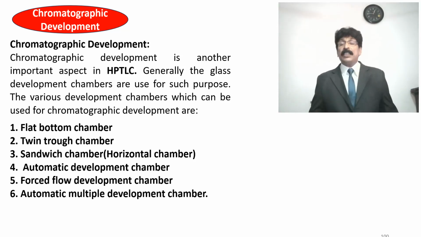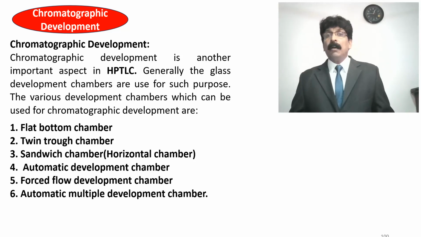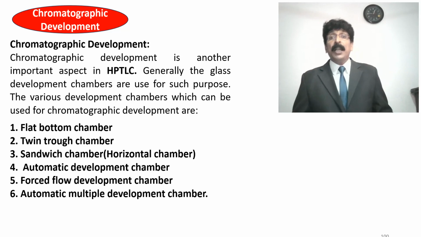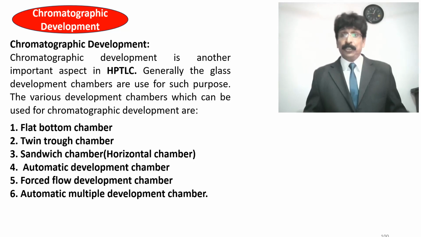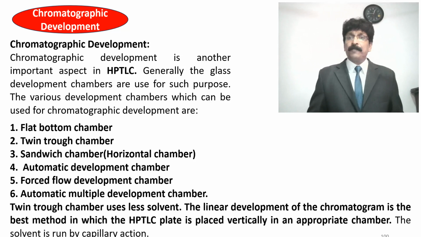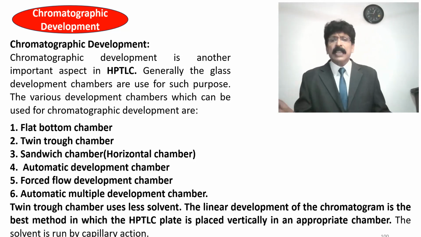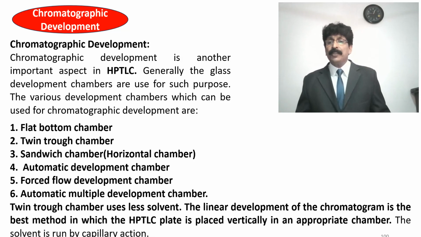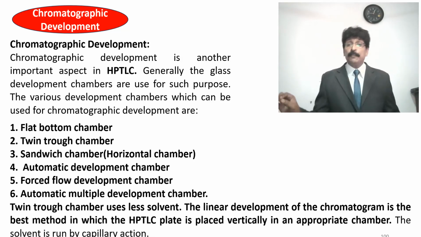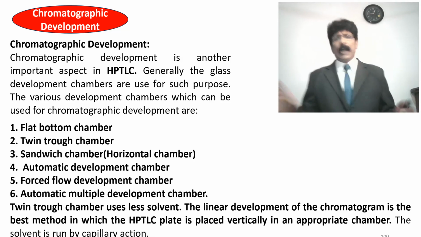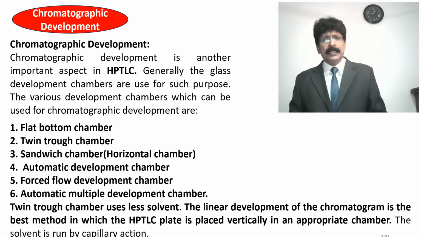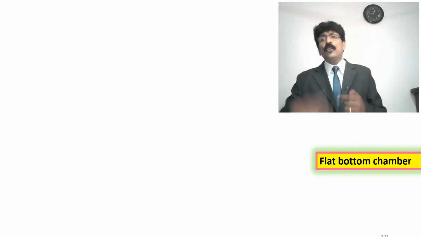Automatic multiple development chamber: when you have different solvent systems, in a gradient method with increasing polarity, mixing of different solvents, if you want to have the mobile solvent automatically, as you did in HPLC, this also can be performed. The automatic multiple development chamber is also available for HPTLC. Just think about how the technology has developed. Twin trough chambers use less solvent, which is why they are used as developers. The linear developing chamber, like a sandwich chromatogram, is the best method in HPTLC, where the plate is placed vertically in an appropriate chamber. The solvent is run by capillary action through the thin layer adsorbent on the HPTLC plate.